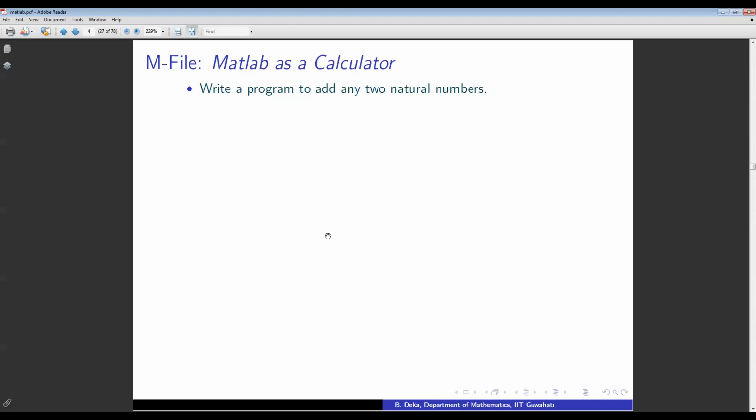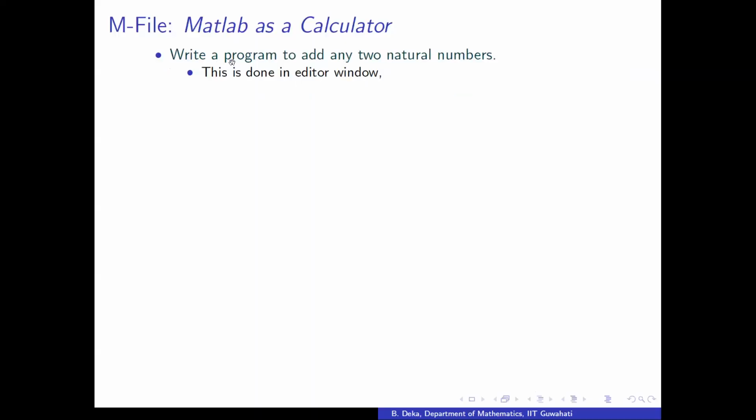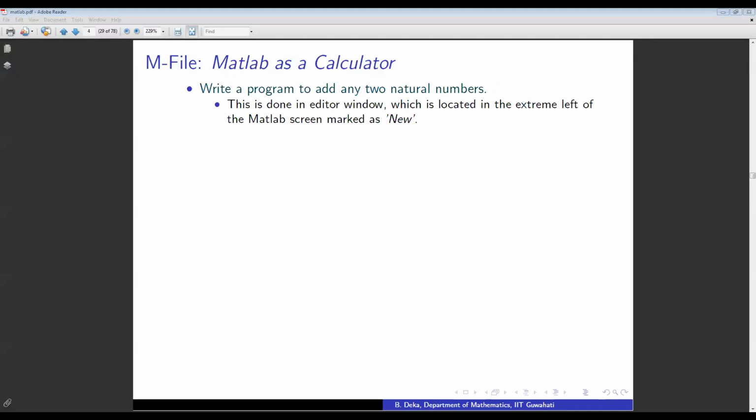Okay. So now here, what exactly is happening? Here you have to add any two natural numbers. That means before calculation, you do not know what those numbers are which you are expected to add. Therefore, you first have to use the editor file, which is already located in an extreme line in MATLAB as new. So let us now again come back to this MATLAB platform.